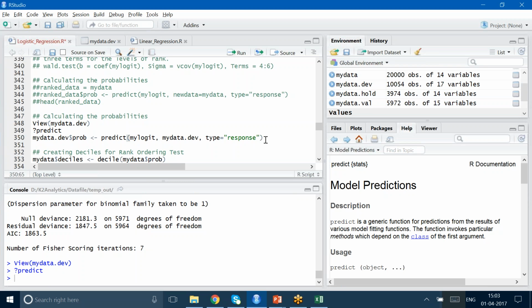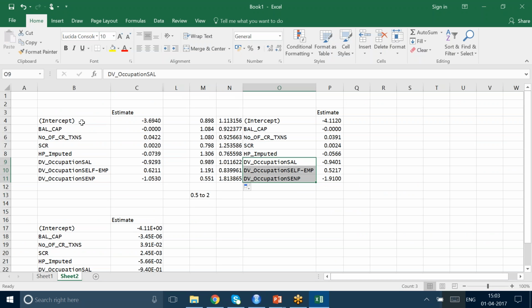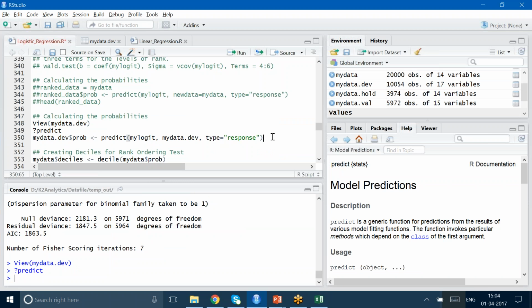And what is the equation? The equation is y equals alpha plus beta 1 x1 plus beta 2 x2. If you see this, this is alpha, this is beta 1, beta 2, beta 3, beta 4, beta 5. All the betas are there. When I do summary of MyLogit, only then I get these, no? Which means the equation is with that object, and if it is, it can be used to score. So I'll use this, and type equal to response. By type equal to response, I'm saying I want probabilities.